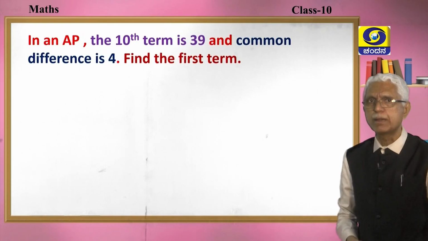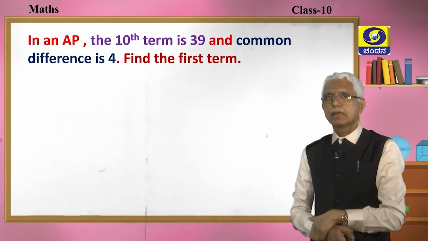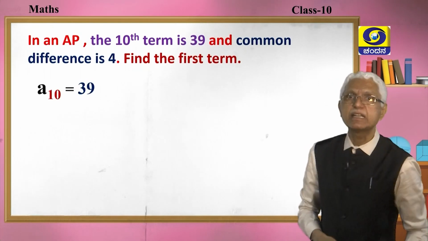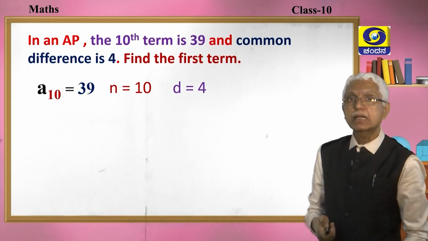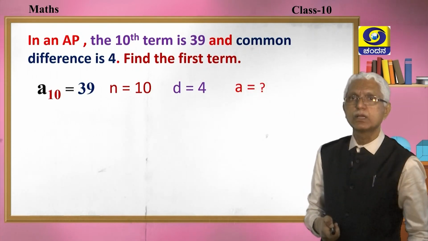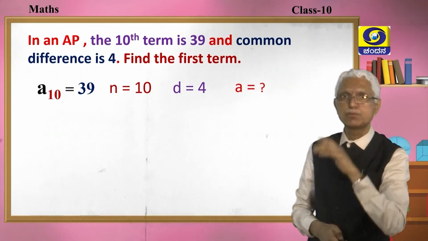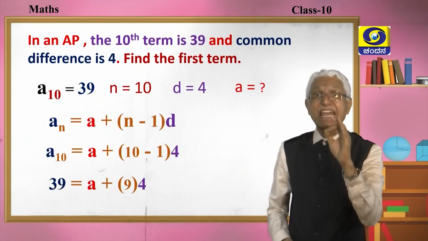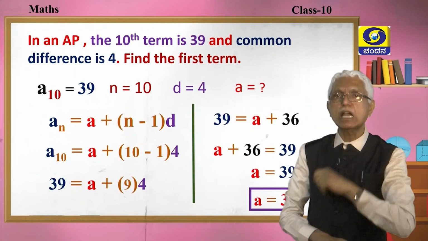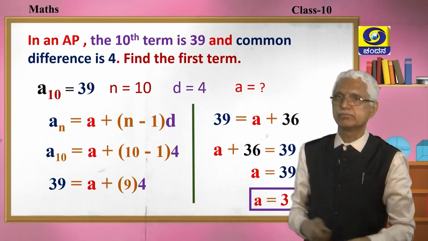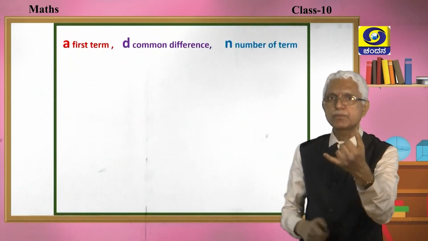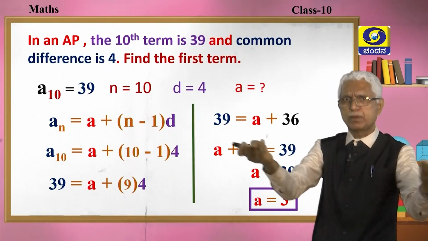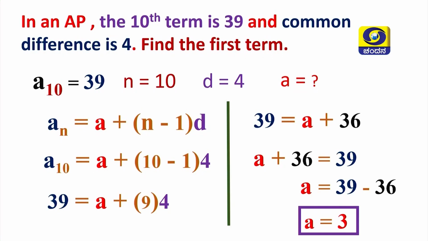Shall we take one more example? In an AP, the 10th term is 39. See the beauty of it. 10th term is 39 and the common difference is 4. Find the first term. Please observe. 10th term is 39, a10. And they have given you the common difference to be 4. Beautiful. You have to find out the first term. How will I find out the first term? Use the same formula. an is equal to a plus (n minus 1) into D. a is equal to 3. Thus you got the first term.